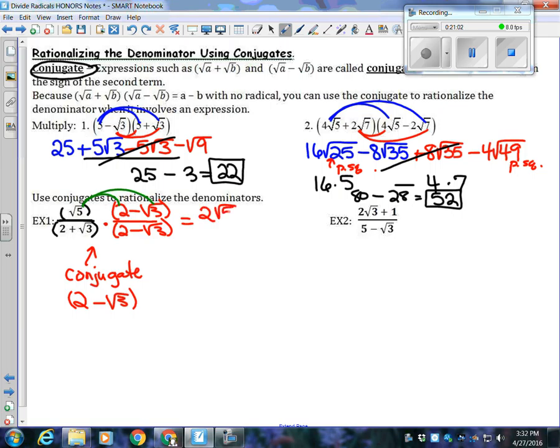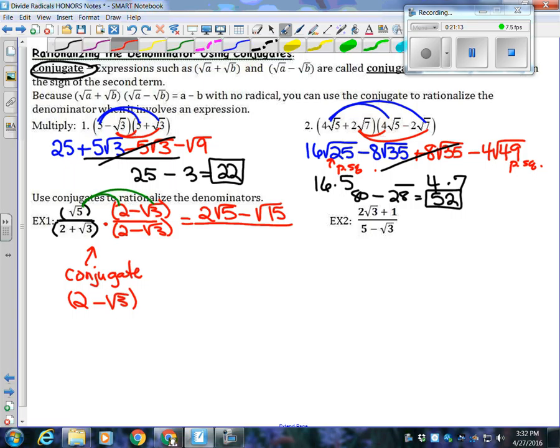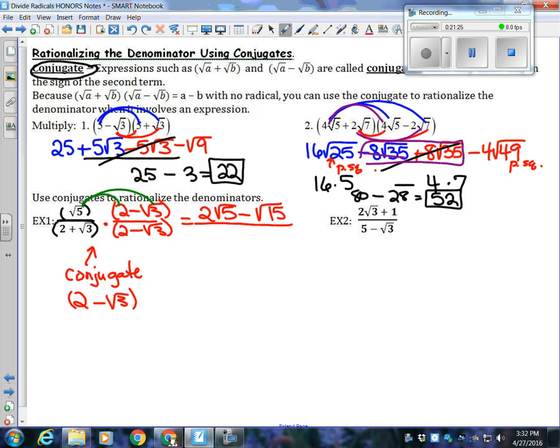So I'm going to get 2 square root of 5 minus the square root of 15, because inside times inside is 15. And on the bottom, I have to FOIL it out. I hope it's become a little bit clear that when we FOIL things out with conjugates, we really only need to do the first times the first and the last times the last, because these middle terms are canceling out. So I'm going to do the first and the first, which is 2 times 2, which is 4. I'm going to do the last and the last, which is root 3 times negative root 3, which is negative square root 9.